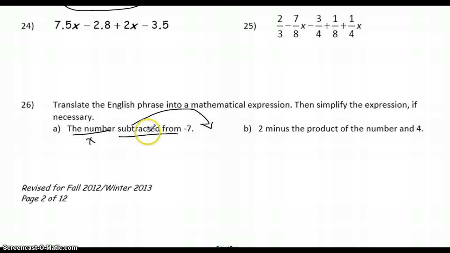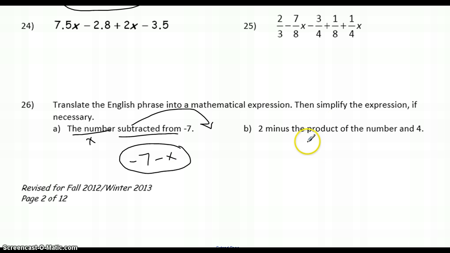So when I say "the number subtracted from -7," that translates as -7 minus x. X is subtracted away from that -7. Okay, so this would be my final answer. And again, the marks I've written up here are me thinking out loud. That's not necessary in this one to show the work. I was just trying to show my thought process to help you think about how you would translate this one. Do something similar on the next one.